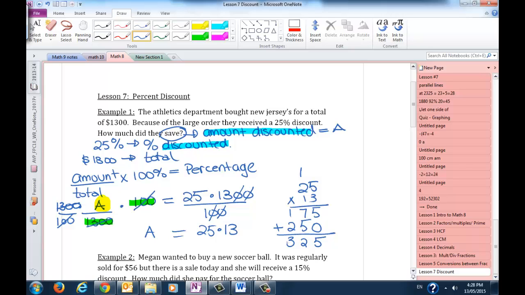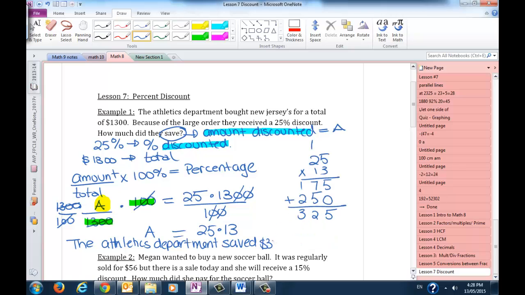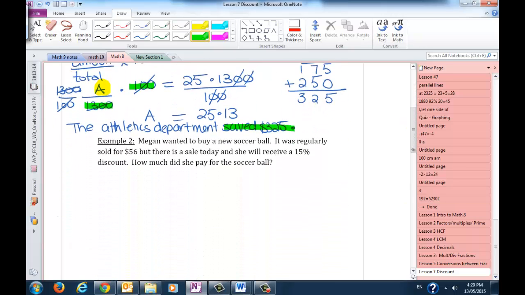Now, this is a word problem, and with word problems, we want to have word answers. So I'm going to say the athletics department saved $325. And if you forget what you're looking for at the end, go back to the question. How much did they save? They saved $325. All right, let's do example 2.